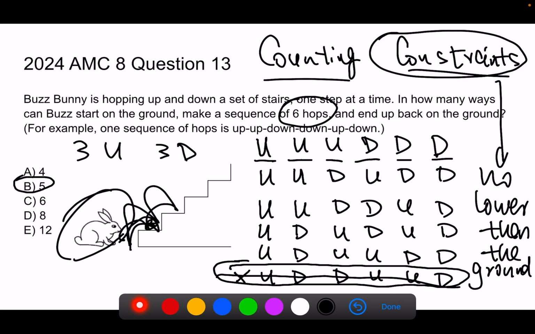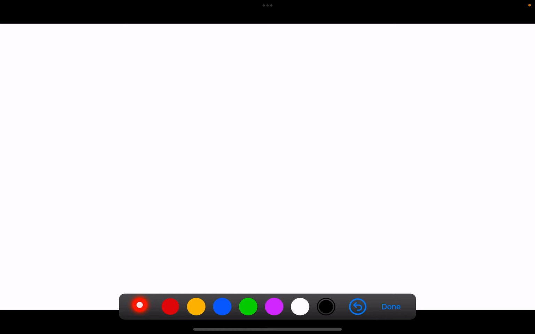I want to expand on this question a little bit because counting questions are super important. And in fact, for this question, the best way to do it is going to be to leave them out, because you need to check whether there will be any case that doesn't work. So I want to now change this question a little bit. This time, the bunny is in the middle of the stairs.